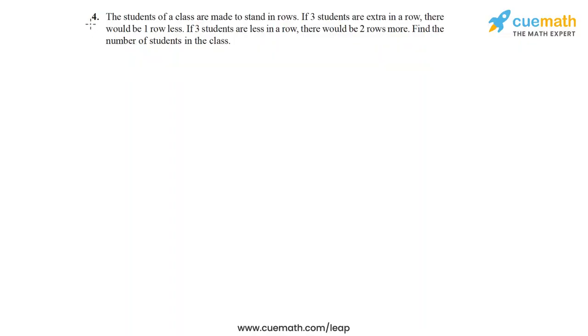In question 4 of this exercise, the problem statement is as follows. The students of a class are made to stand in rows. If 3 students are extra in a row, there would be 1 row less. If 3 students are less in a row, there would be 2 rows more. Find the number of students in the class.